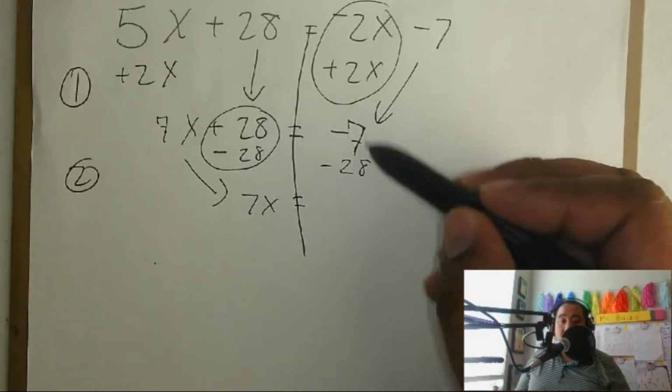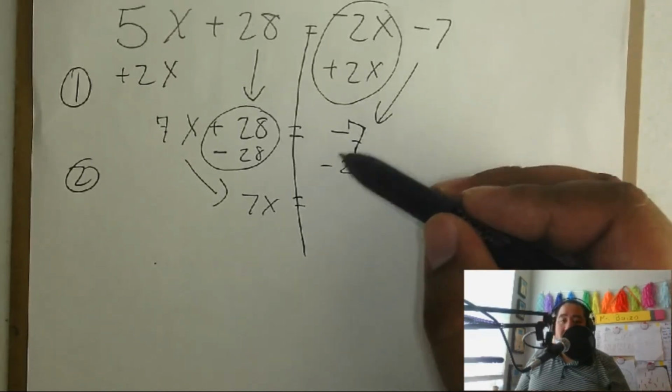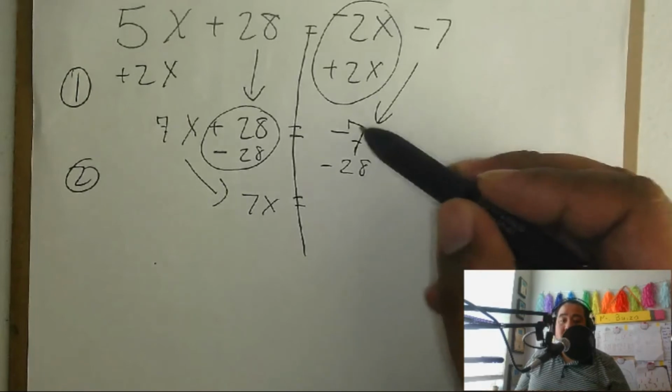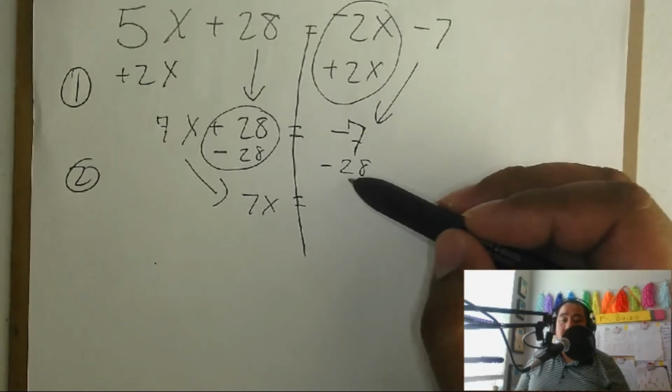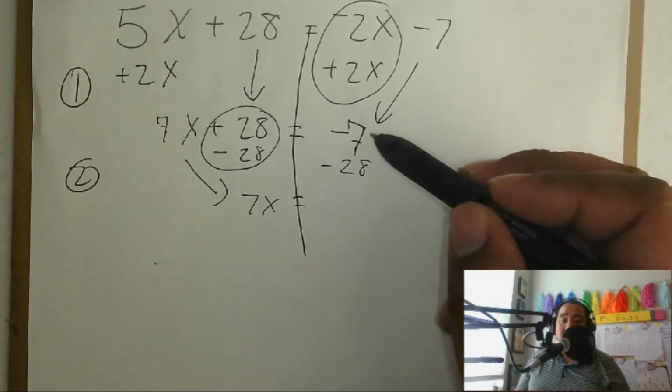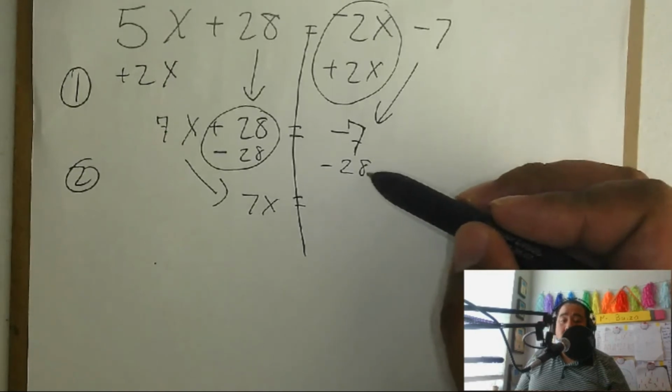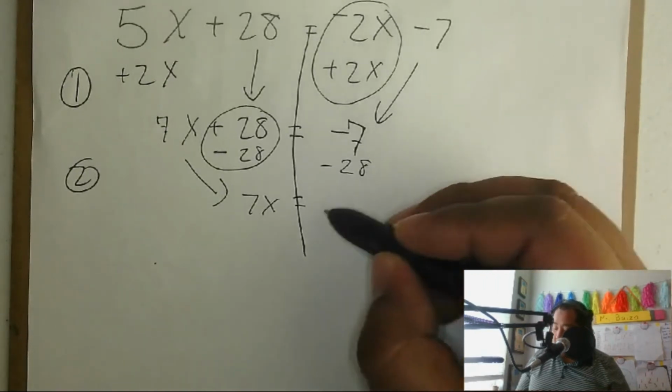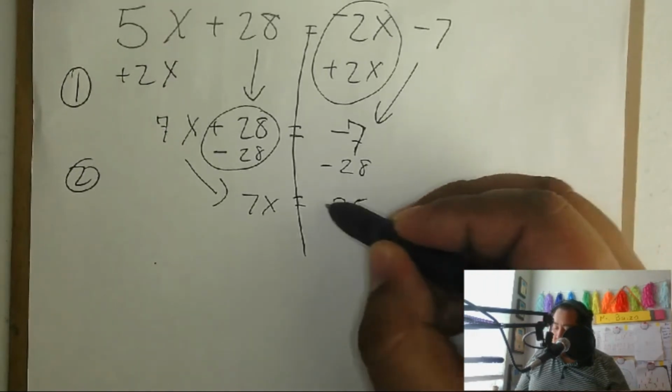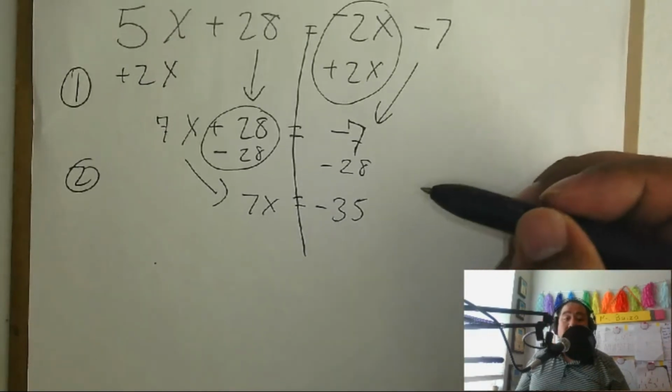These are two negatives, so I have a negative 7 and I'm subtracting 28. So this answer is going to get even more negative if I'm subtracting. So 7 and then 28 more makes that 35. And it's going to be a negative 35.